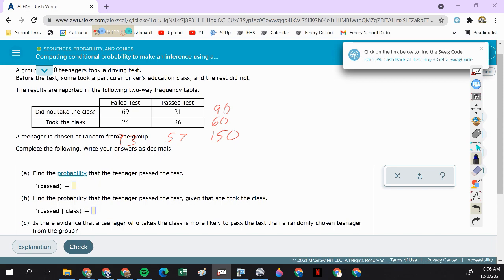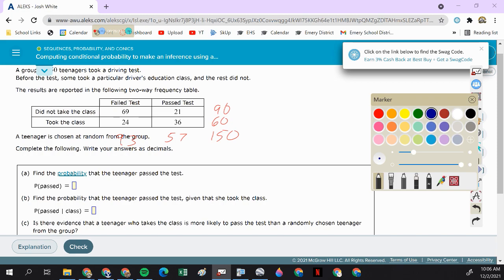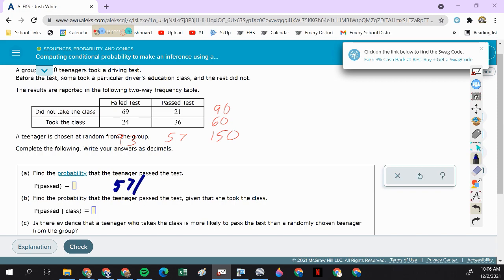So C is asking, is there evidence that a teenager who takes the class is more likely to pass the test than a randomly chosen teenager? So how many passed the test? We said it was 57 out of 150, which is 38%. And if you took the class, the passage rate was 36 over 60, which was 60%.